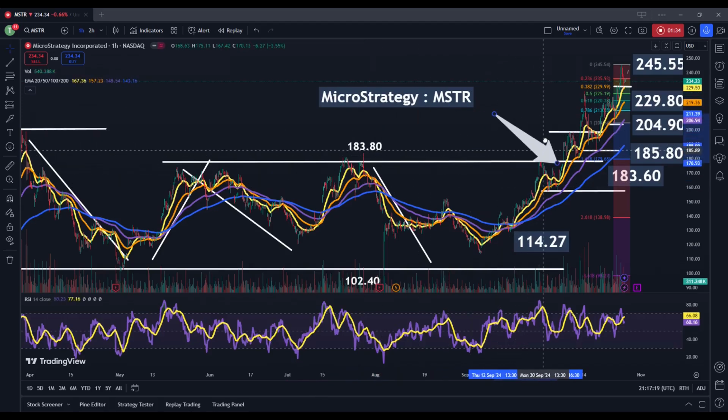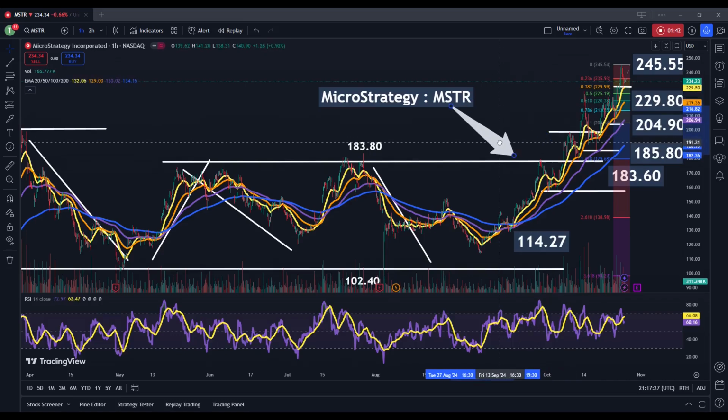And share prices did eventually break through. And as we can see, once that did occur, that was really what opened the floodgates here and enabled share prices to start to move much higher.